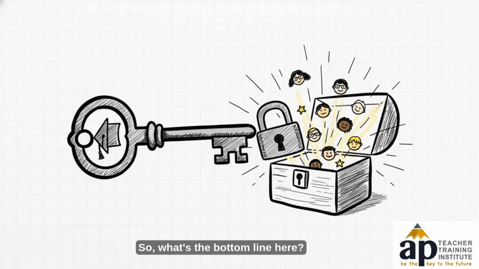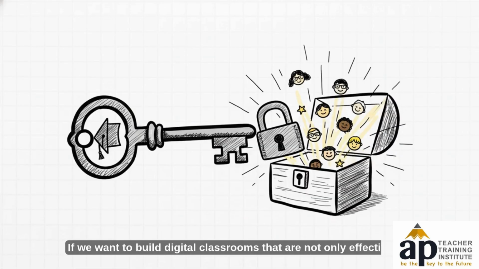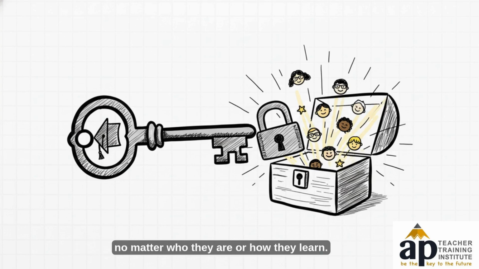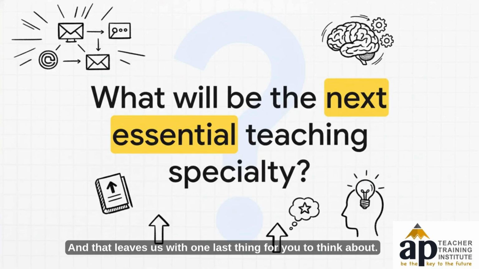So, what's the bottom line here? It's pretty simple, really. If we want to build digital classrooms that are not only effective, but also equitable, the only way forward is through specialized training. It's the key that unlocks the true potential of online learning for every single student, no matter who they are or how they learn. And that leaves us with one last thing for you to think about.